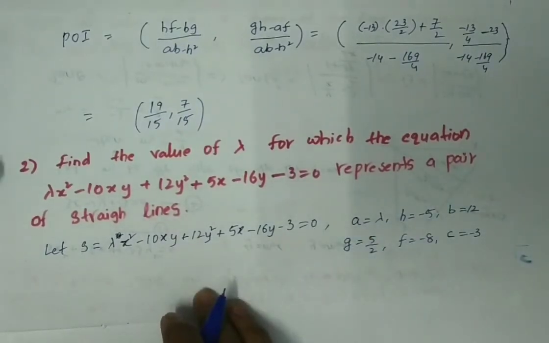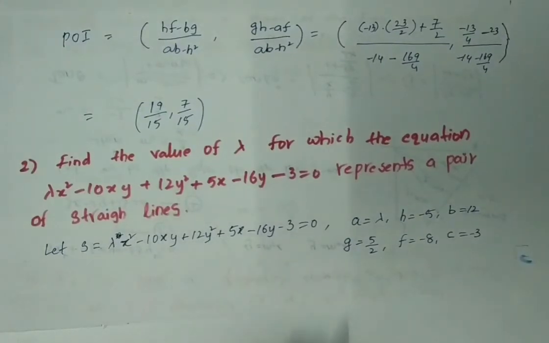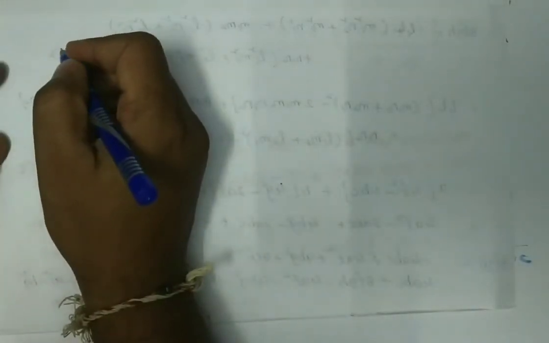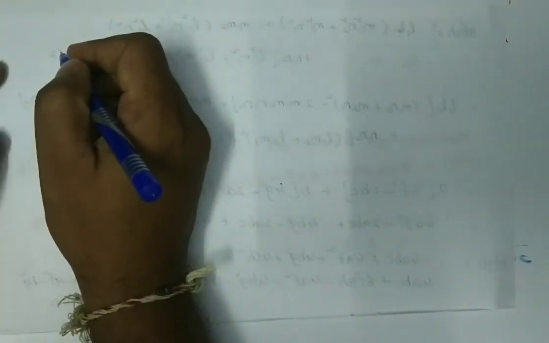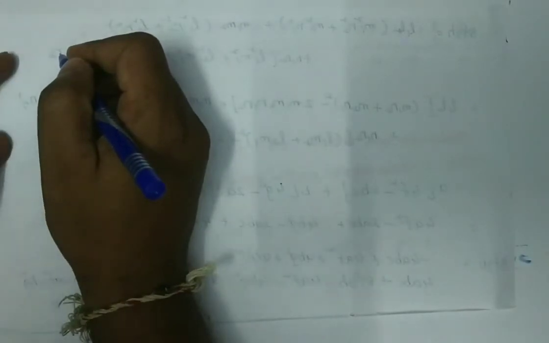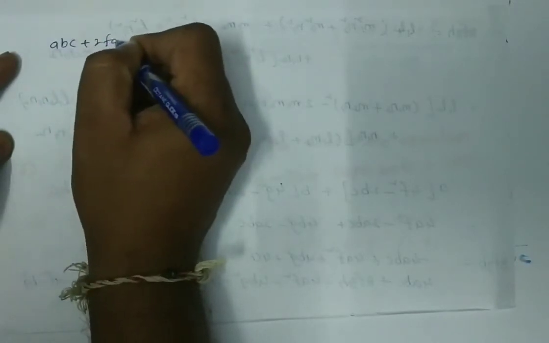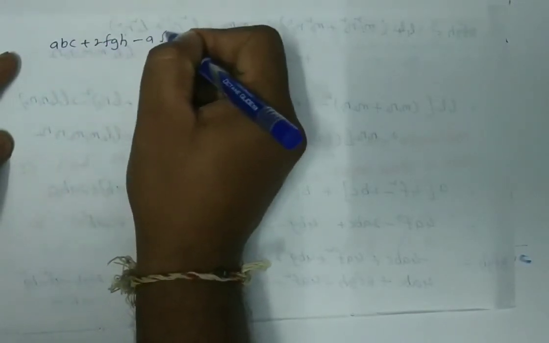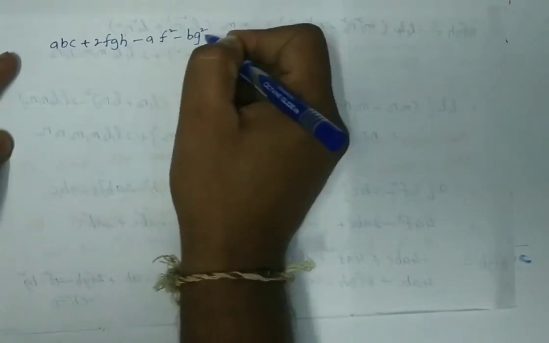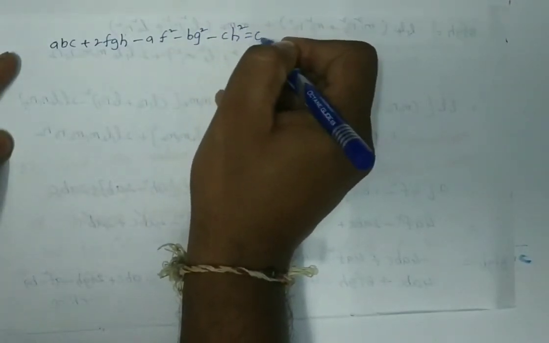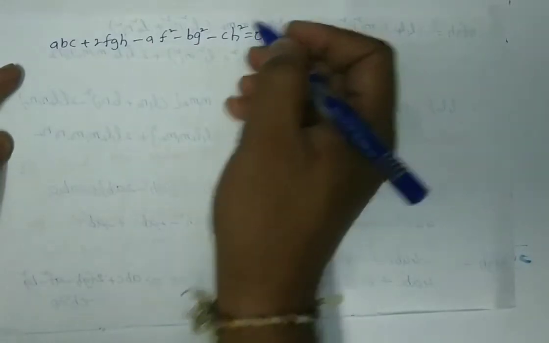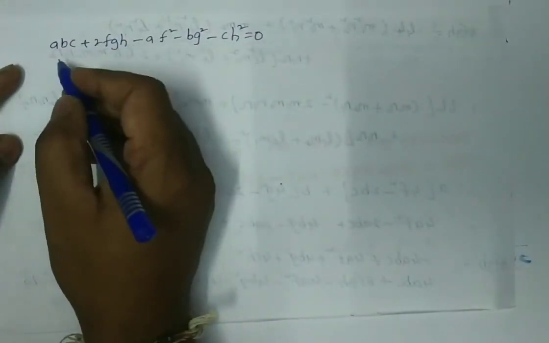Already we know that the condition for the equation S = 0 to represent a pair of straight lines is given by abc plus 2fgh minus af square minus bg square minus ch square is equal to 0. Now let us substitute all the values here, that means a, b, c, f, g, h.